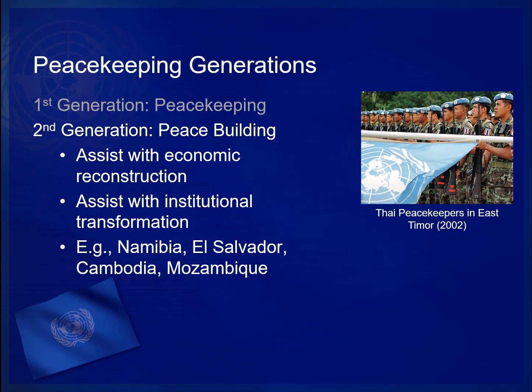While the United Nations still only operated with the consent of the national governments involved, during the second generation of operations, the UN increasingly focused on expanding the capacity of national governments through assistance with economic reconstruction, institutional transformation, for example, of police, military courts, and judicial systems, or the development of civil society. Examples of this work included UN operations in Namibia, El Salvador, Cambodia, and Mozambique.